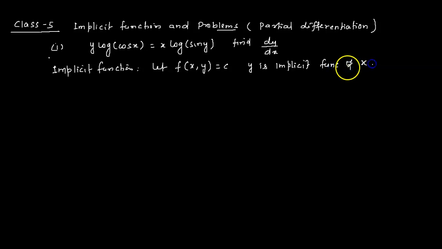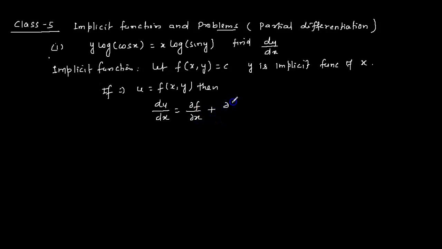So if u is equal to this function f in terms of x and y, then we can have this total derivative du by dx equal to del f by del x plus del f by del y into dy by dx. If du by dx is equal to 0, then this is del f by del x plus del f by del y into dy by dx equal to 0.